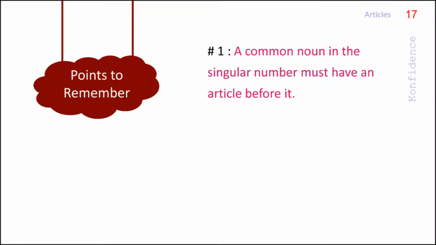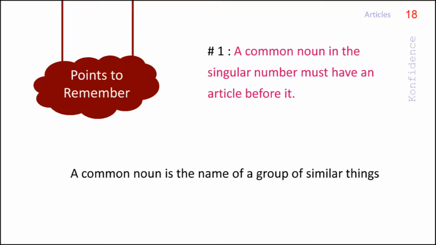Let us look into some important points regarding the usage of articles. As a general rule, a common noun in the singular number must have an article before it. A common noun is the name of a group of similar things such as table or book, and not of a single person, place, or thing.